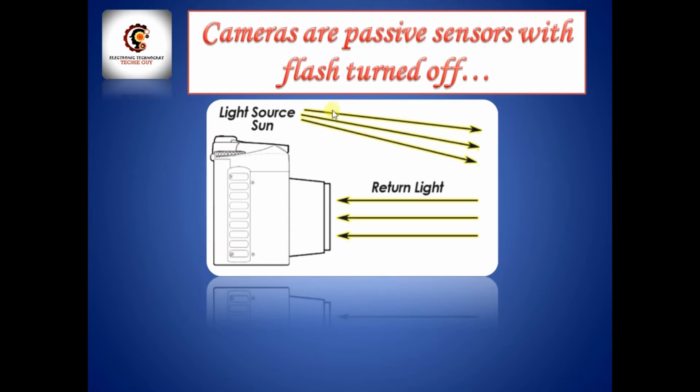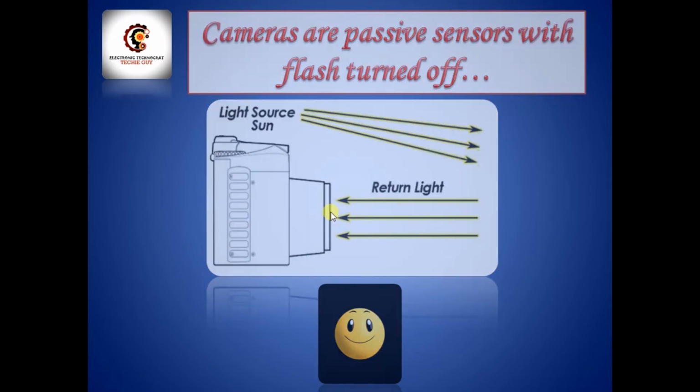So it is illuminating the object here, and the light is reflected back to the camera lens. The rest of the procedure is exactly the same. The only thing is the flash isn't working here. The flash is completely turned off, whereas we are using the external source of light, that is the sun, or we can say the physical source of light. The rest of the principle remains the same. It's going to reflect back and the camera lens is going to capture it. So the principle is very clear.